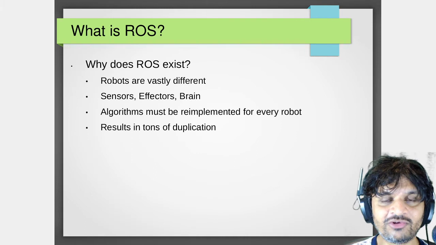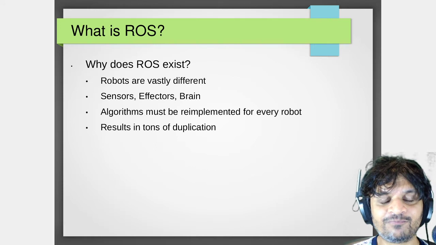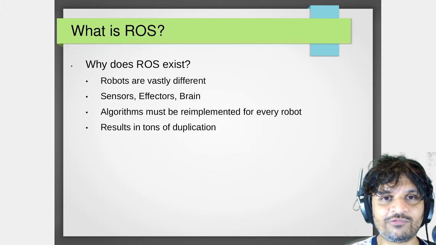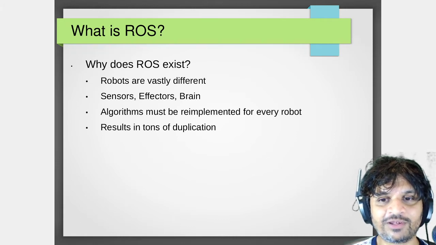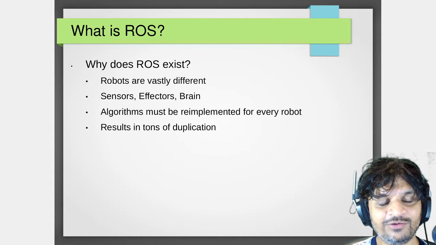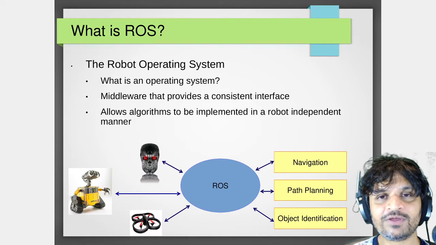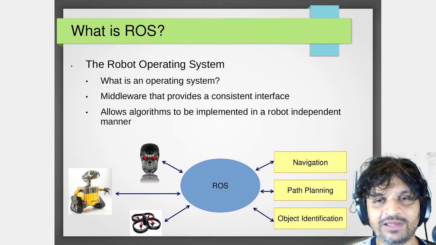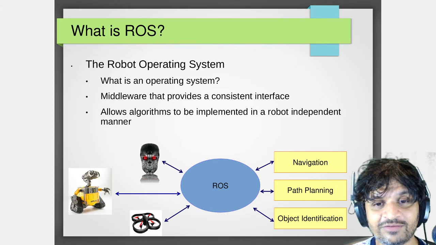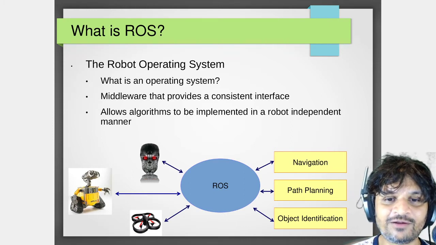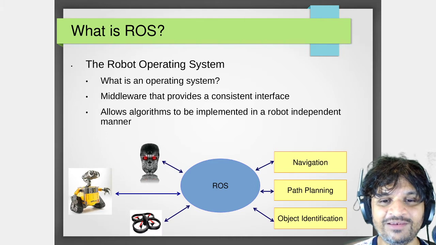Now, if you picture traditional software development, what would happen is you'd be implementing algorithms particularly for one type of robot, right? So let's say you implemented some sort of object detection, so that the robot can see objects in its world. You'd then have to re-implement it for every robot that you came across, right? And that's a tremendous cost for no apparent reason. So the robot operating system provides a middleware that provides a consistent interface, okay? And so what it means is that it allows algorithms to be implemented in a robot-independent manner.